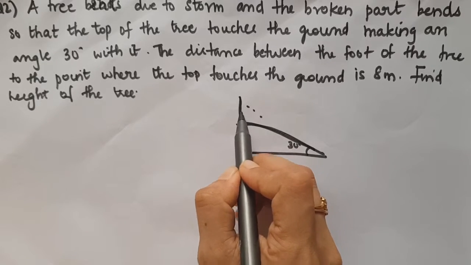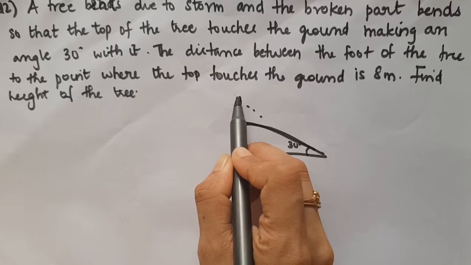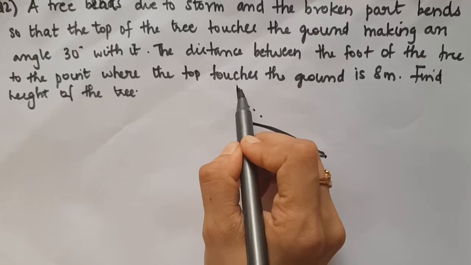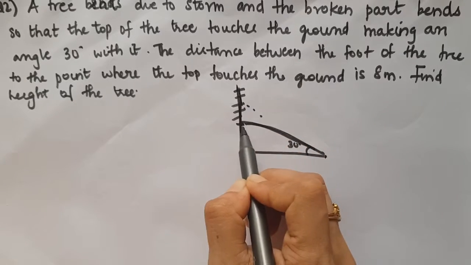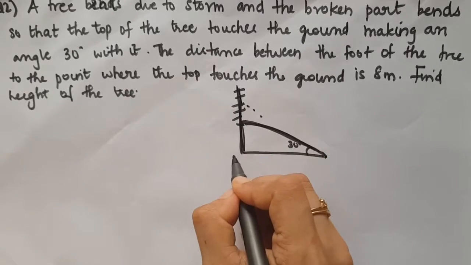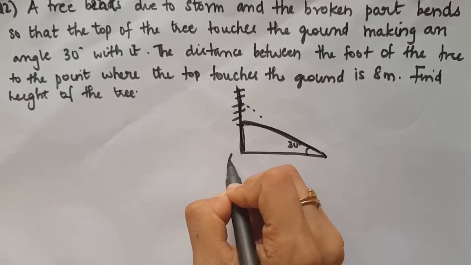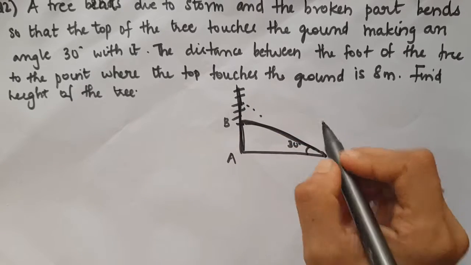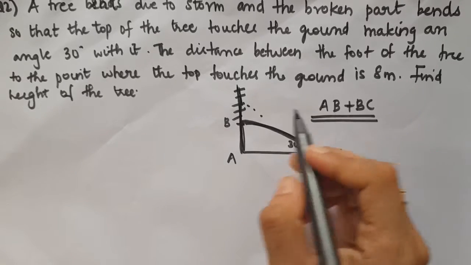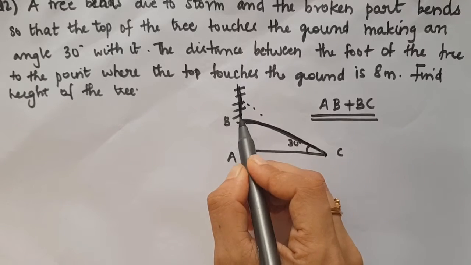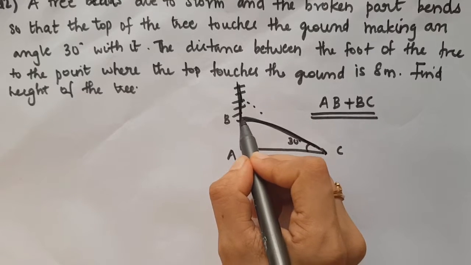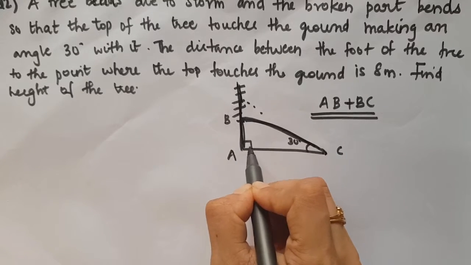So this was the tree, a big tree, and now the top is touching the ground, making an angle of 30 degrees with it. This part is also tree, and this part is also tree, so we have to understand that. Let's name the points A, B, C. AB plus BC is the tree. This is the trick over here. It has fallen, so the whole thing is the tree. It makes a right triangle with the ground.